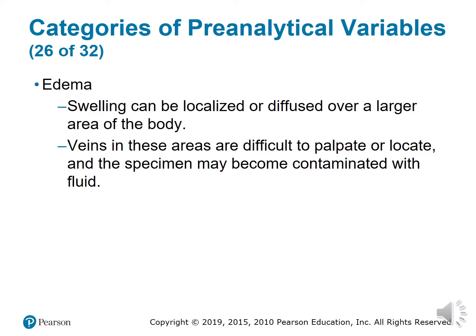Edema. Healthcare workers should avoid collecting blood from these sites because veins in those areas are difficult to palpate or locate, and the specimen may become contaminated with fluid. The swelling can be localized, for example, fluid leakage from an IV line, or diffuse over a large area of the body. Patients with edema have swelling because of either heart failure, renal failure, inflammation, malnutrition, bacterial toxins, medication, or allergic reaction.